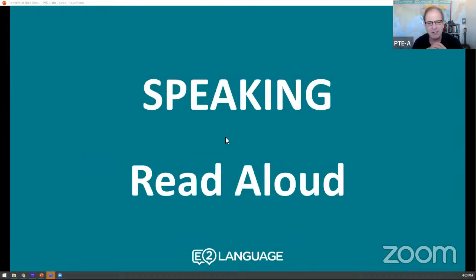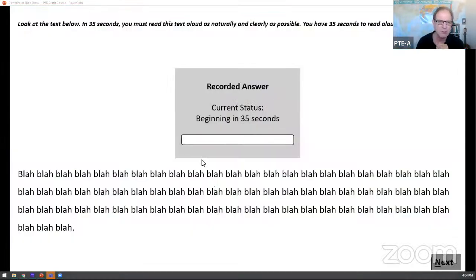There are 4 parts of the test: speaking, writing, reading, and listening. Speaking and writing are grouped together, and reading and listening are grouped together. In speaking, there are 5 tasks. Writing, there are 2. Reading, there are 5. Listening, there are 8. In speaking, there are 5 tasks. One of them is read aloud. Now, it looks like this.